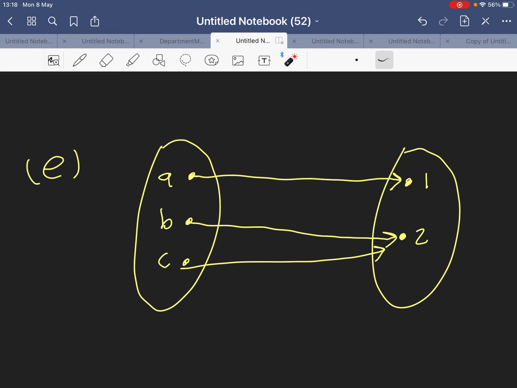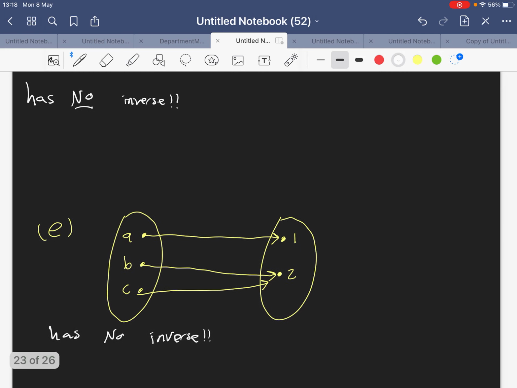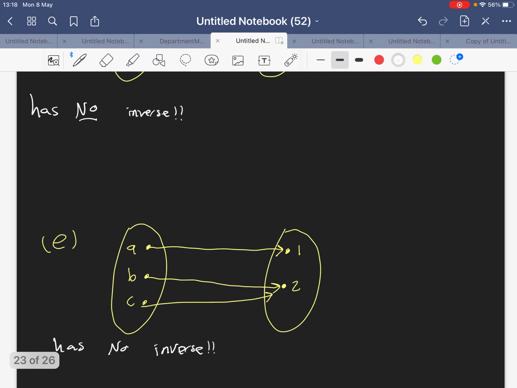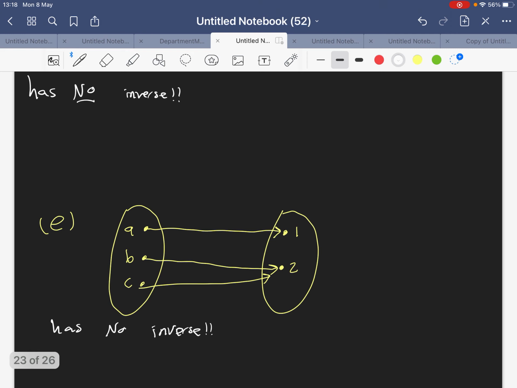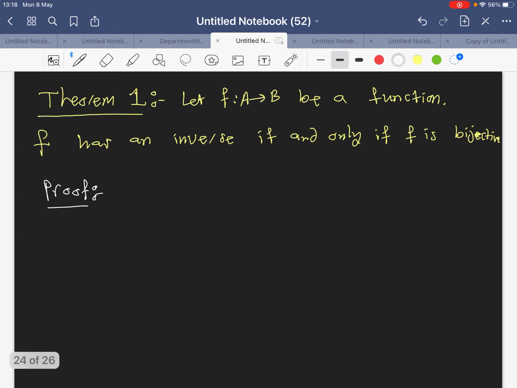Look at this example, I think we just talked about it. Everything is fine, except where you will send 2 back. You have 2 options to the 2. So again, this has no inverse. So not every function has an inverse. We can see that we need it to be injective so that the arrows can go back exactly to one place. And I need it to be surjective so that everything has an arrow to go back to.